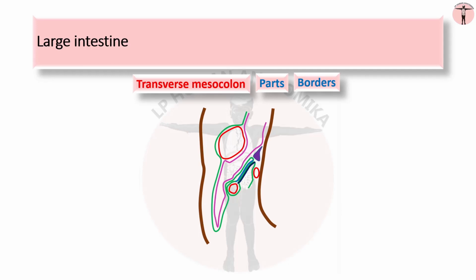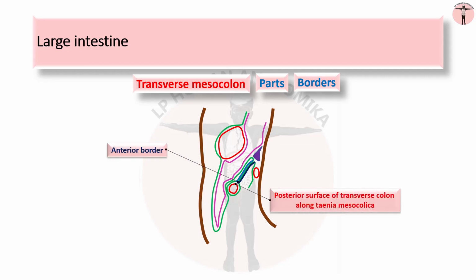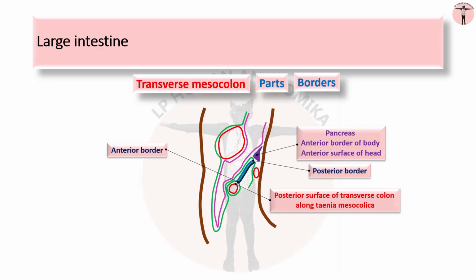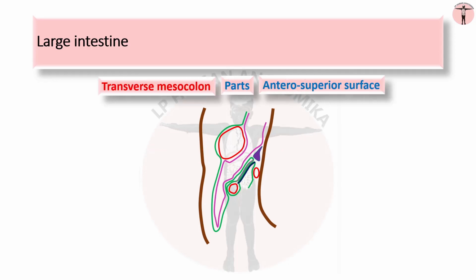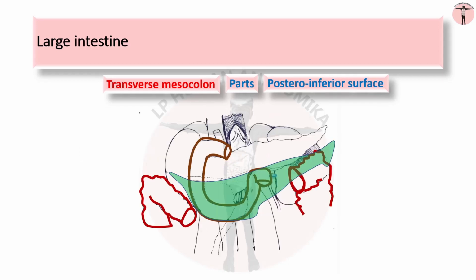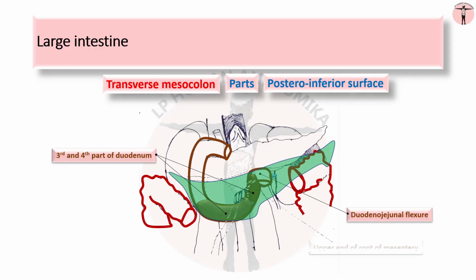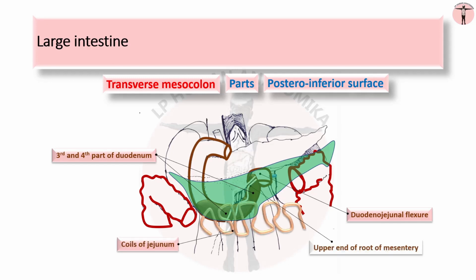Two borders: anterior border attached to the posterior surface of transverse colon along taenia mesocolica, posterior border attached to the anterior border of body and anterior surface of head of pancreas. Two surfaces, antero-superior and postero-inferior surface. Antero-superior surface is related to the stomach and the lesser sac. Postero-inferior surface is related to third and fourth parts of duodenum, duodenojejunal flexure, upper end of root of mesentery, coils of jejunum.